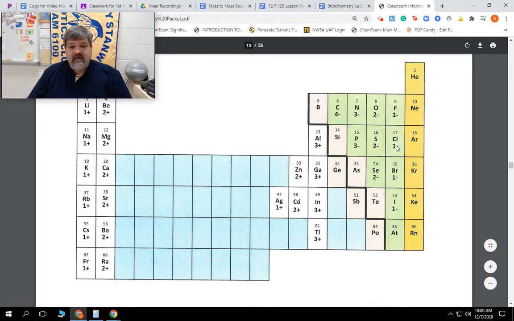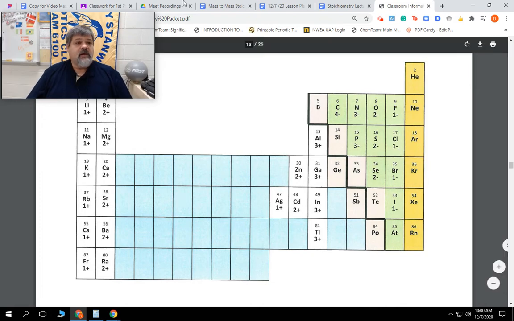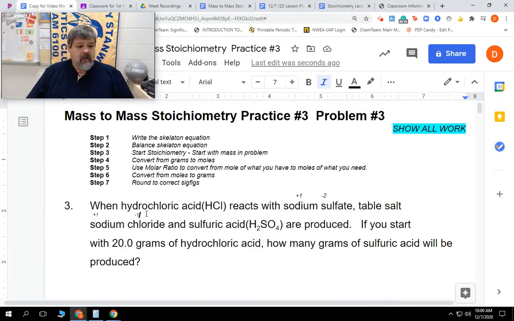Chlorine has 7 valence electrons, so it needs to gain 1 to be stable. So it's going to gain an electron, which is a negative charge. That's why it became a -1. So let's go back to the problem.